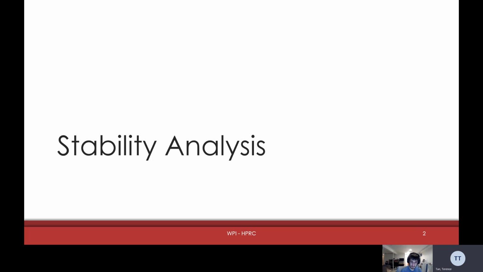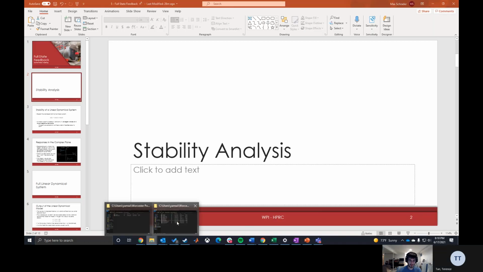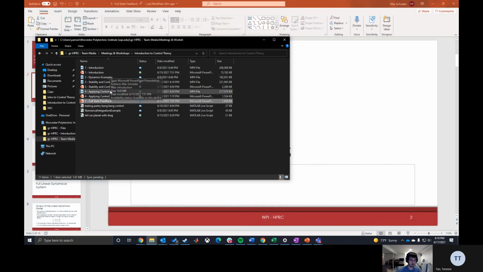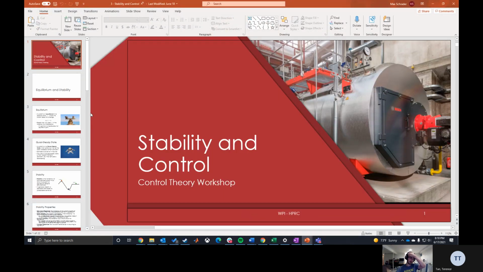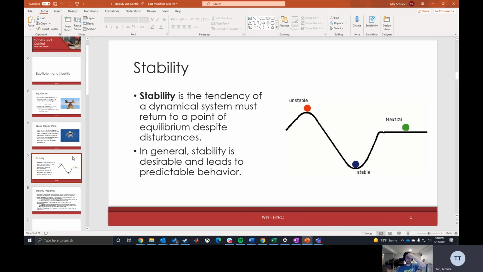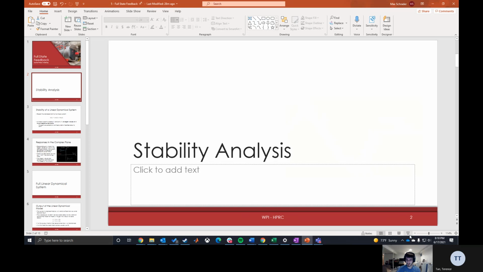What does that mean? If it helps, I will go back and bring up the stability and control. What we're talking about with stability back here. Yes. Neat.